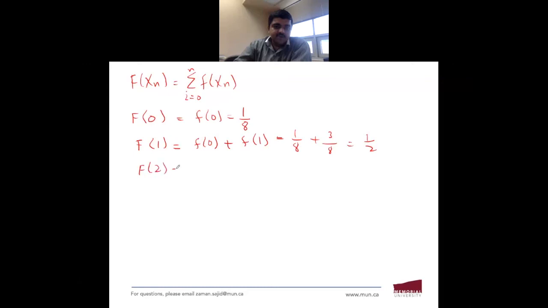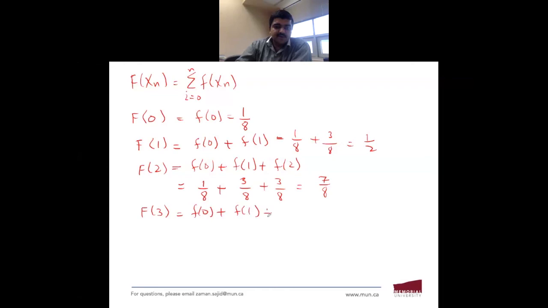Now for x equal to 2, we need to take f0 plus f1 and f2. F at 0, you know that this is 1 by 8, and f at 1 is 3 by 8, plus f at 2 is again 3 by 8. So we find out that this is my 7 by 8 value. Now similarly, when we work for x equal to 3, it will be the sum of f at 0 plus f at 1 plus f at 2 plus f at 3. So when you plug in the values, you will get the value of 1.